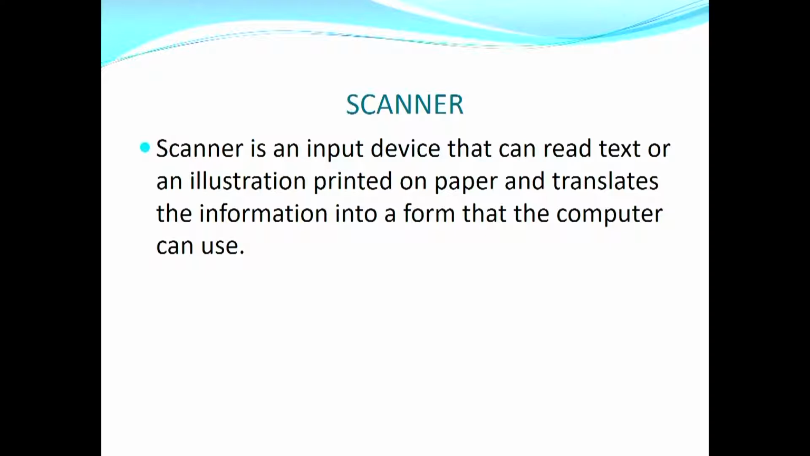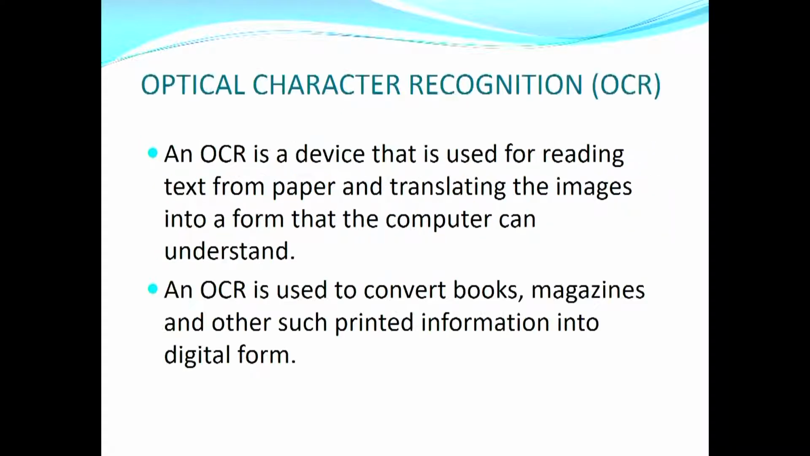The next input device which we are going to talk about is a scanner. A scanner is an input device that can read text or an illustration printed on paper and translates the information into a form that the computer can use. Then the next input device is optical character recognition, which is also abbreviated as OCR. OCR is a device that is used for reading text from paper and translating the images into a form that the computer can understand. An OCR is used to convert books, magazines and other such printed information into digital form.